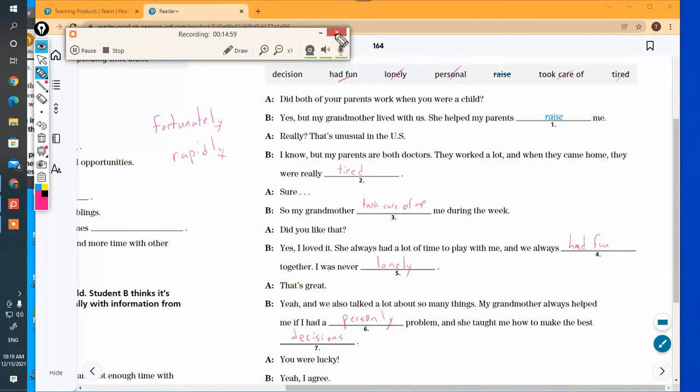We need to add an ed-s there. They never give you little clues like that, I have noticed. You were lucky. Yeah, I agree. Okay, very good. Let's go to the next page.